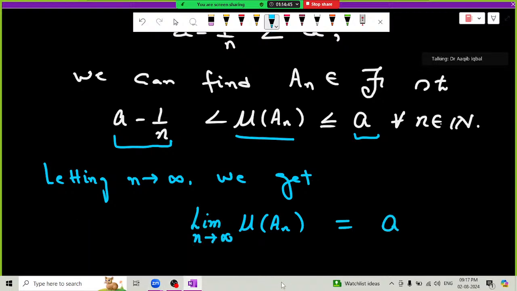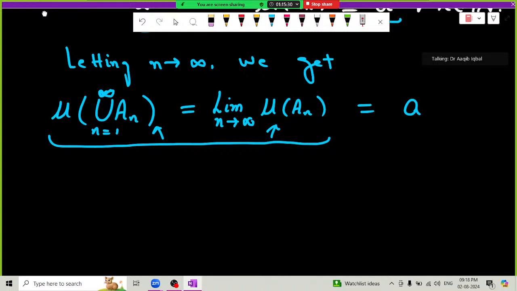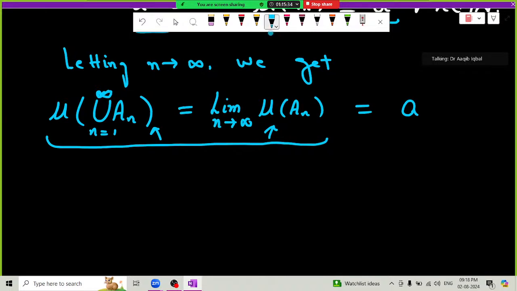ठीक है, बाय स्क्वीज प्रिंसिपल. अब ये जो लिमिट n गोस इन्फिनिटी म्यू ऑफ ए एन है, मैं उसको ऐसे लिख सकता हूँ. दिस आई कैन राइट एज म्यू ऑफ यूनियन n runs from 1 to infinity a n. ठीक है. नाउ व्हाई दिस इज ट्रू, यहाँ मैं कौन सी चीज़ इस्तेमाल कर रहा हूँ. हाउ कैन आई राइट दिस लिमिट एज दिस. दिस इज द आउटर लिमिटिंग थियरम फॉर साइनड मेजर्स. ठीक है. सो ये किया जा सकता है. आप कोई लेबल इसको दीजिए, आप कॉल इट स्टार. ओके.